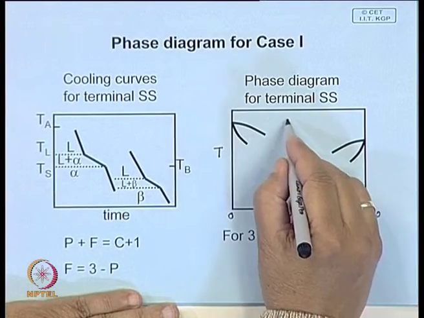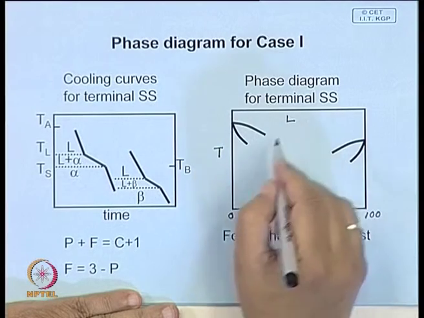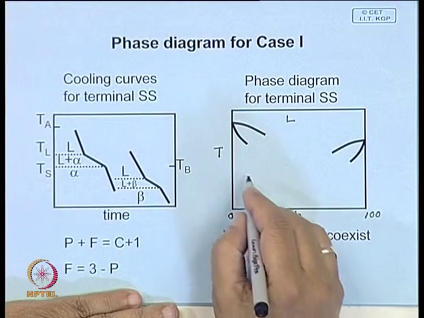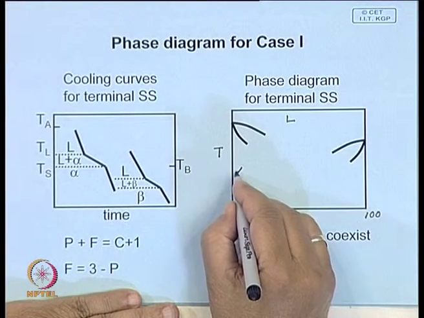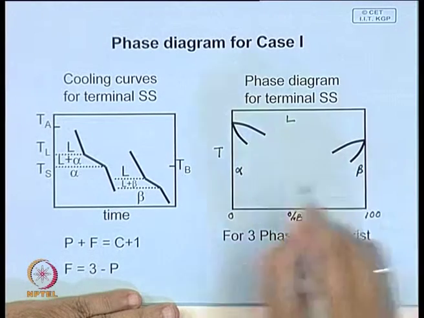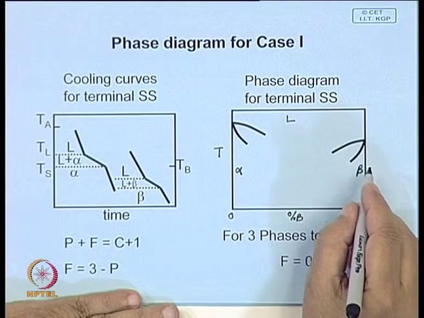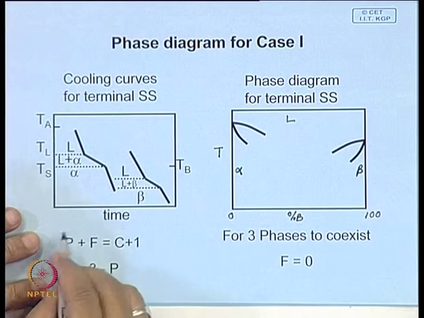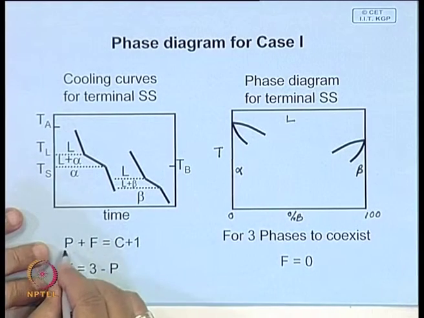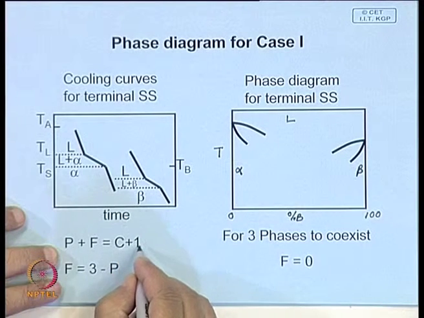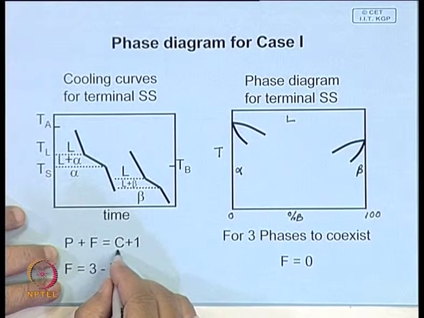Now, this part above, it is liquid, and in liquid they are miscible in all proportion. This part is the terminal solid solution alpha, and this part is beta. Now, if you apply the phase rule, let us go back to the phase rule. The Gibbs phase rule states that the number of phases plus degrees of freedom, P plus F, equals C plus 1. Now, this is a binary solid solution.